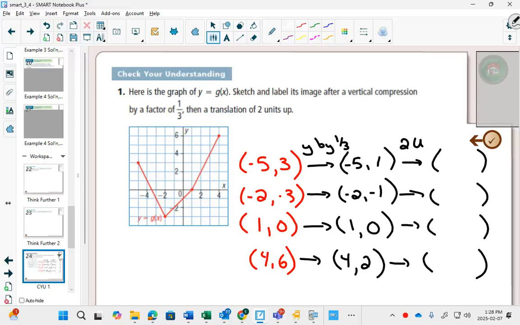Okay, now 2 up, again that affects the y, so I can just rewrite all my x values. Go up 2 is 3, up 2 be plus 1, up 2 is 2, up 2 is 4. And I can label these points. -5, 3. Oh, interesting. That ended in the same spot. -2, 1 is there. 1, 2, and 4, 4. Connect those lines. And we have our final graph.